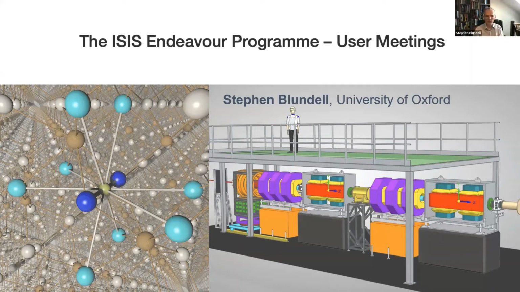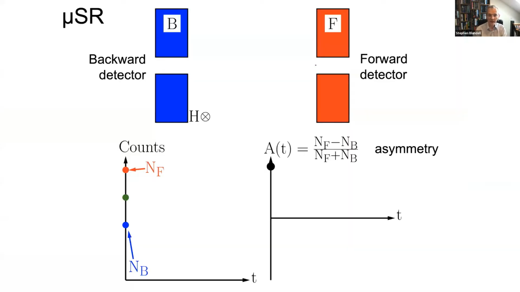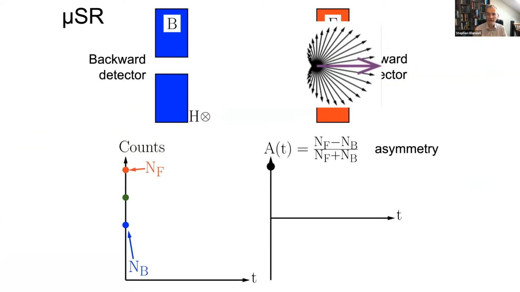Well, thank you for this opportunity to speak at this meeting, and I'm going to be talking about the SuperMuSR instrument. So let me just first of all remind you about what happens in a muon spin rotation experiment, because there are a lot of neutron experts here.